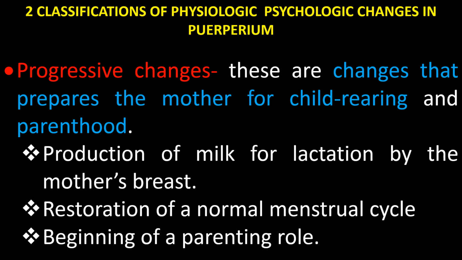Aside from that, restoration of a normal menstrual cycle will also occur as a progressive change. And lastly, the beginning of a parental role. So yung nanay po, yung utak niya or the way she thinks will not return to her being single. Instead, magsistart na siyang isipin na meron na siyang sariling pamilya. So that is already a progressive change that we see in the mother in puerperium.